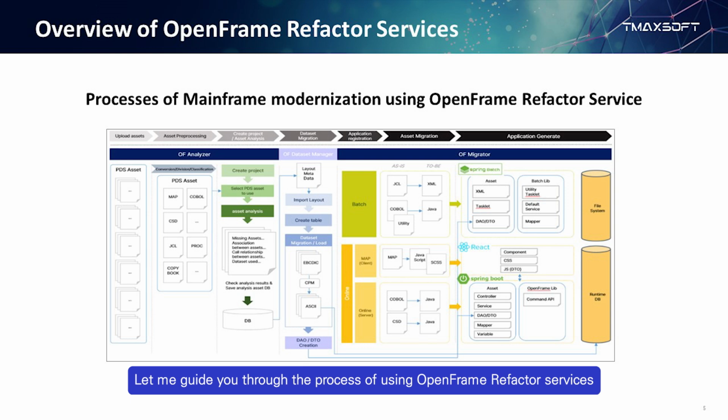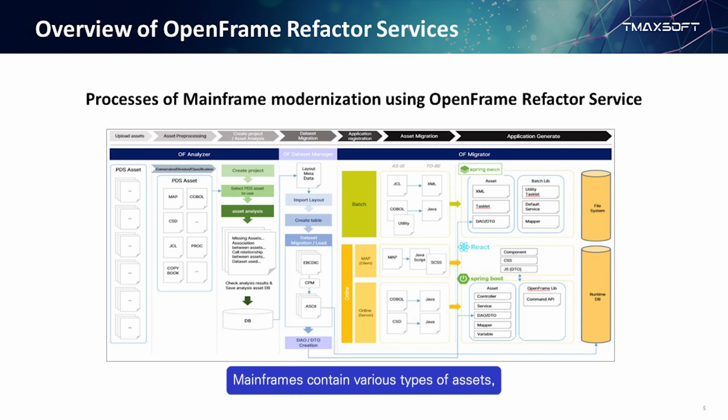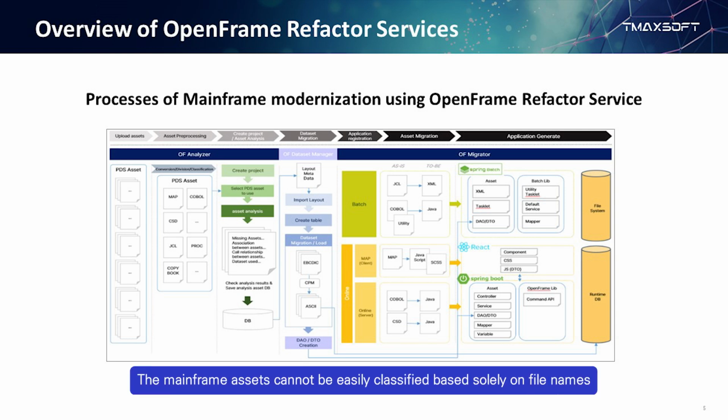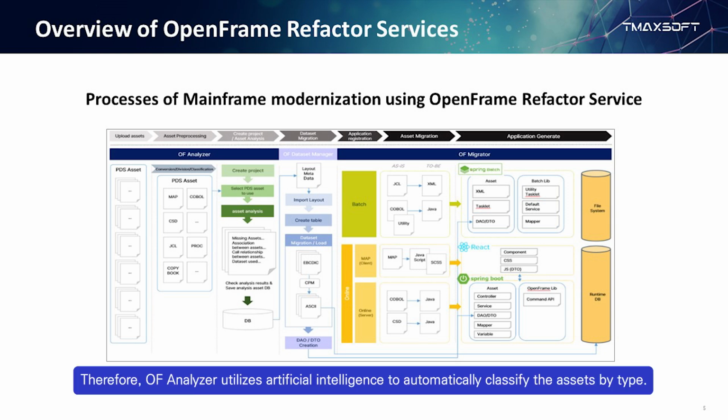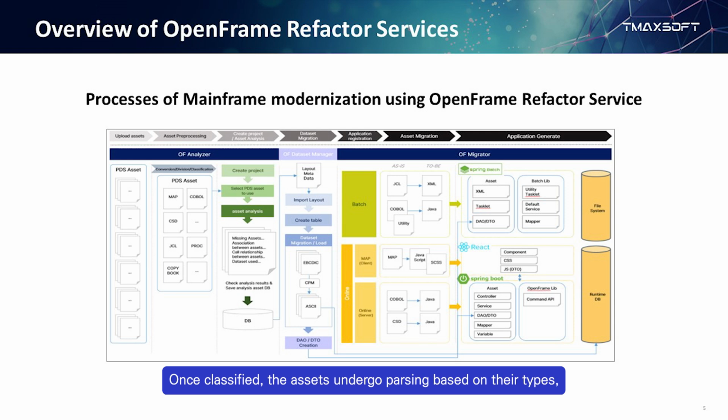Let me guide you through the process of using OpenFrame Refactor services to modernize your mainframe. Mainframes contain various types of assets, which you will need to upload to OpenFrame Analyzer. The mainframe assets cannot be easily classified based solely on file names or extensions without inspecting their contents. Therefore, Analyzer utilizes artificial intelligence to automatically classify the assets by type. Once classified, the assets undergo parsing based on their types, and an initial analysis is performed using the parsing information. The analysis results are then stored in the database.